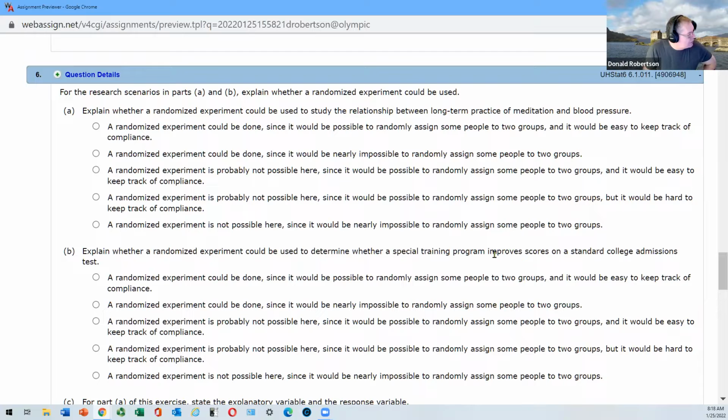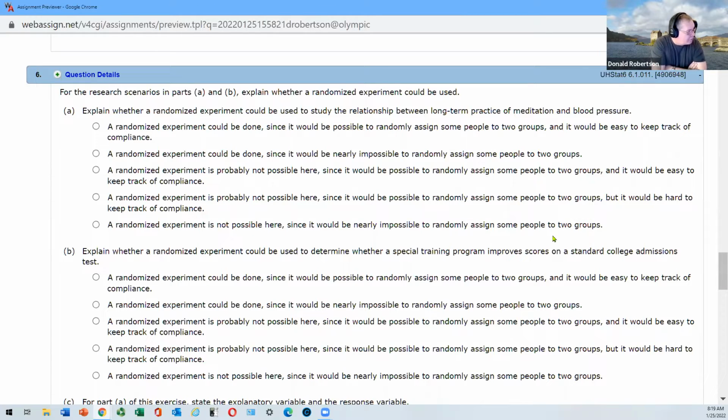Right, here is question 6. For each of these research scenarios, explain whether you could do a randomized experiment, right? Whether you could do an experiment, a real one. And so the first one is to study the relationship between long-term meditation and your blood pressure. And then they give you 5 situations why it is or why it's not possible. And that takes a fair amount of reading, so I'll read it out. It's probably easier to hear me than to read it.